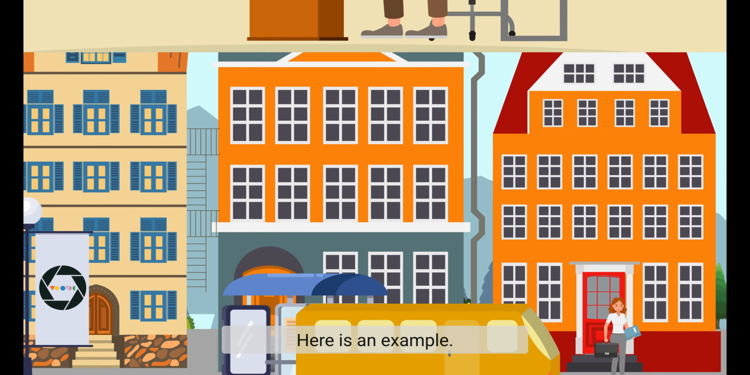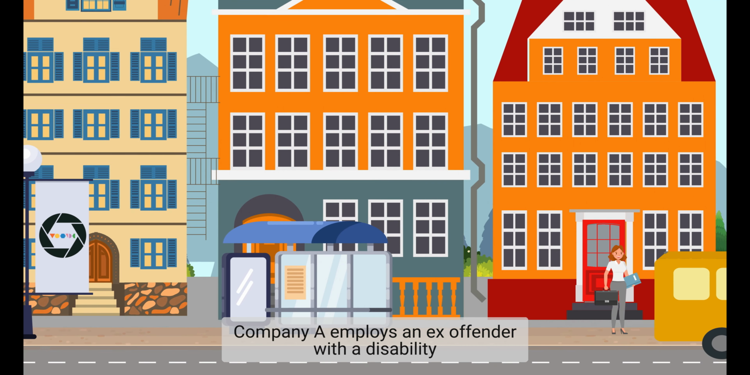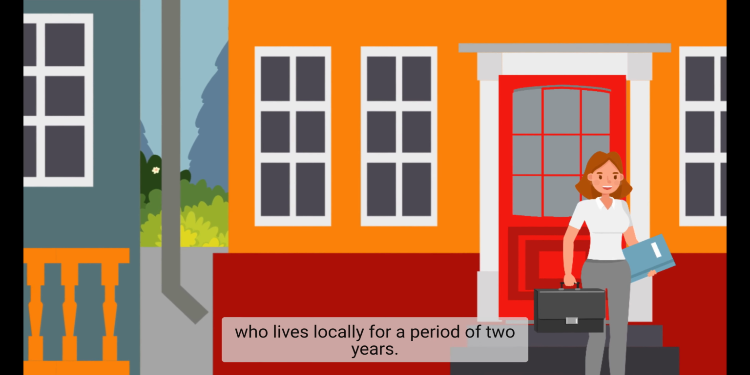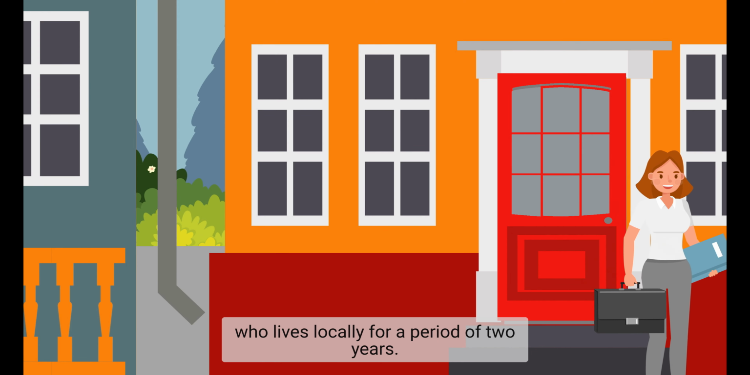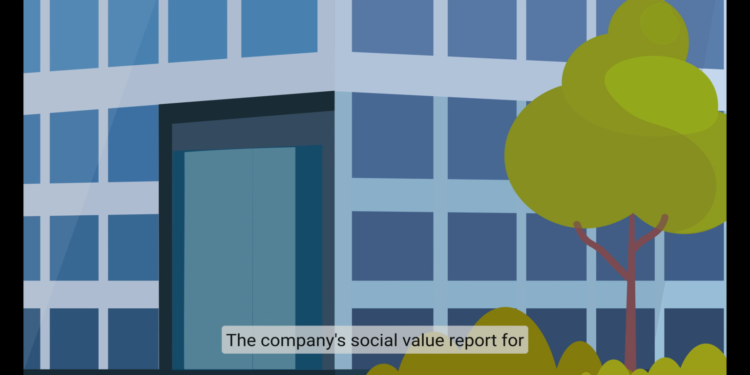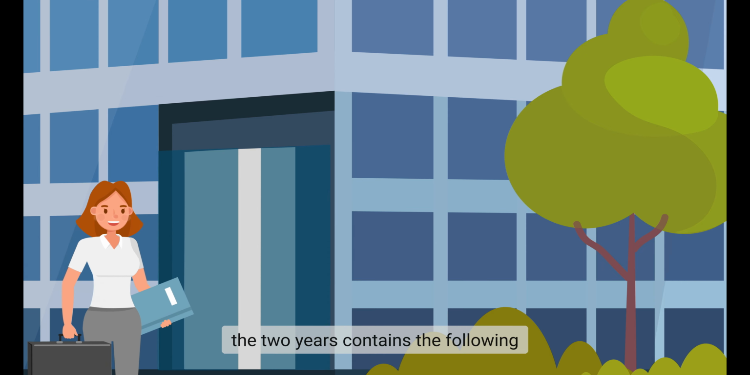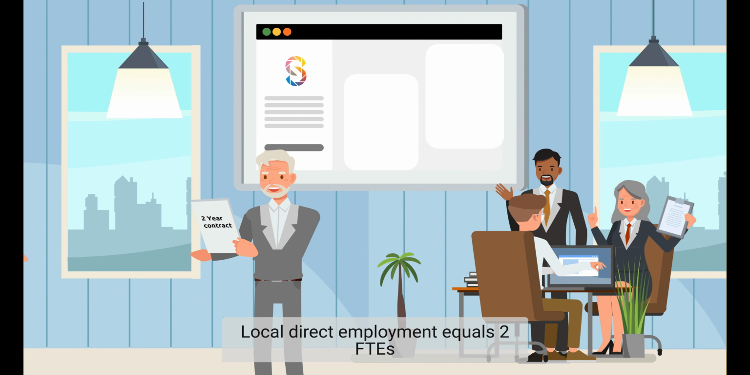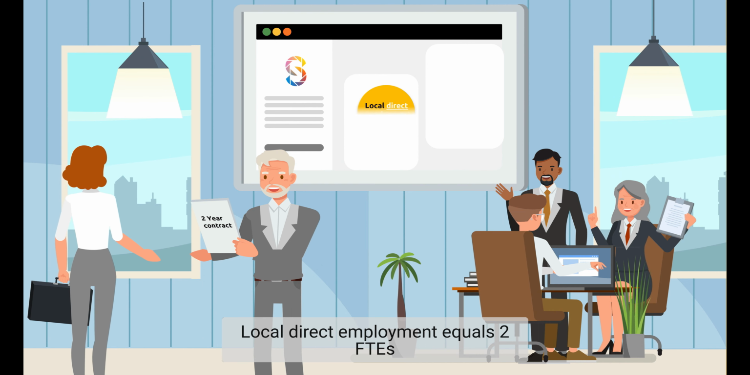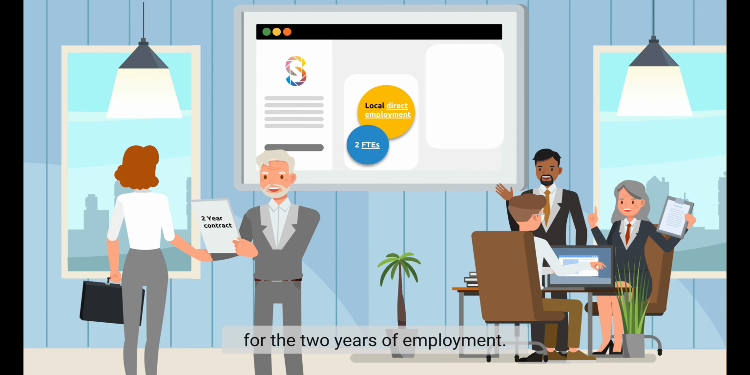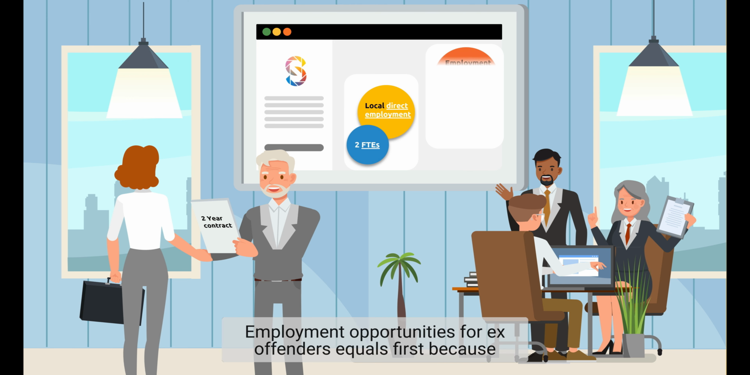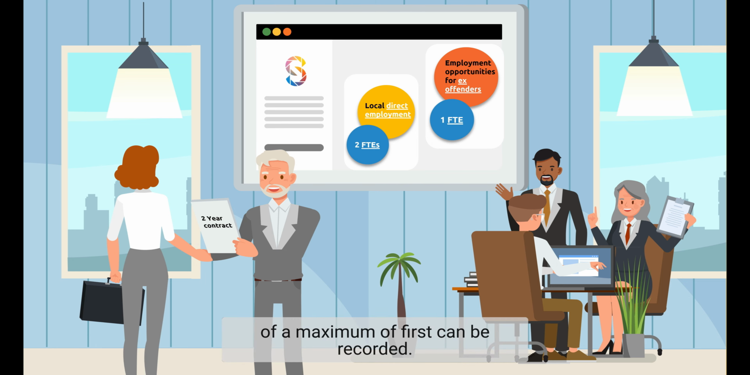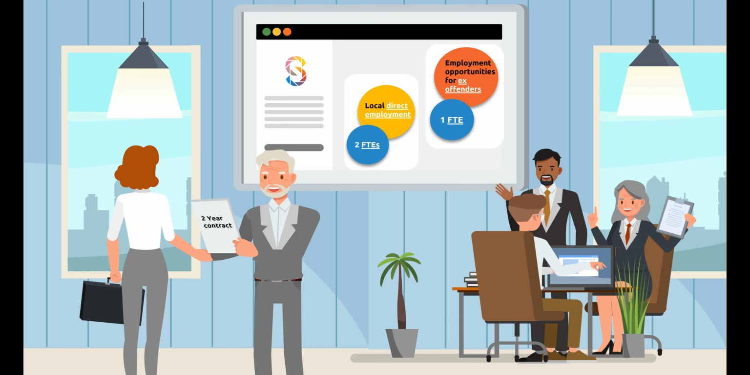Here is an example. Company A employs an ex-offender with a disability who lives locally for a period of 2 years. The company's social value report for the 2 years contains the following information relating to this individual. Local direct employment equals 2 FTEs for the 2 years of employment. Employment opportunities for ex-offenders equals 1 FTE, because a maximum of 1 FTE can be recorded.